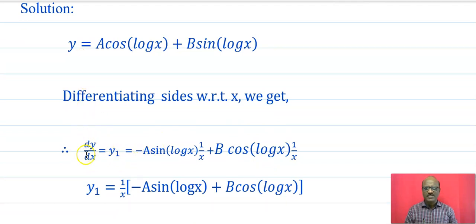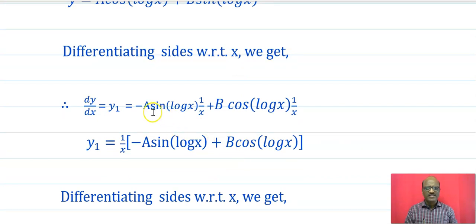The derivative of y is dy by dx, which is equals to y1, and that is equals to derivative of a cos of log x, which is minus a. Derivative of cos is minus sin, that is minus a sin log x into d/dx of log x, which is 1 by x, plus b. Derivative of sin of log x is cos of log x into d/dx of log x, which is 1 upon x. Again, we will take the 1 upon x common from these two, and this is written as y1 is equals to 1 upon x, minus a sin log x plus b cos log x.